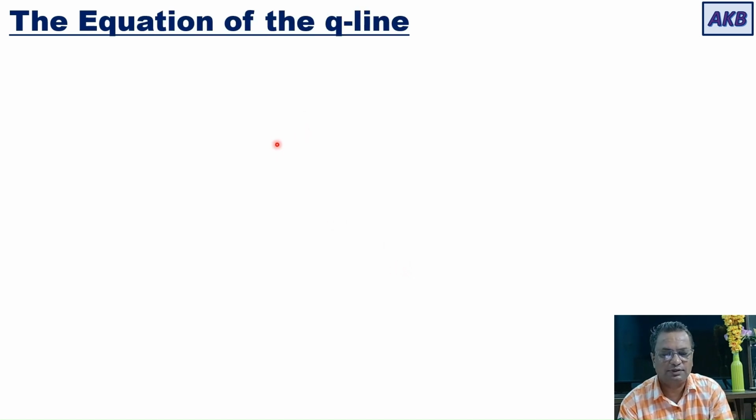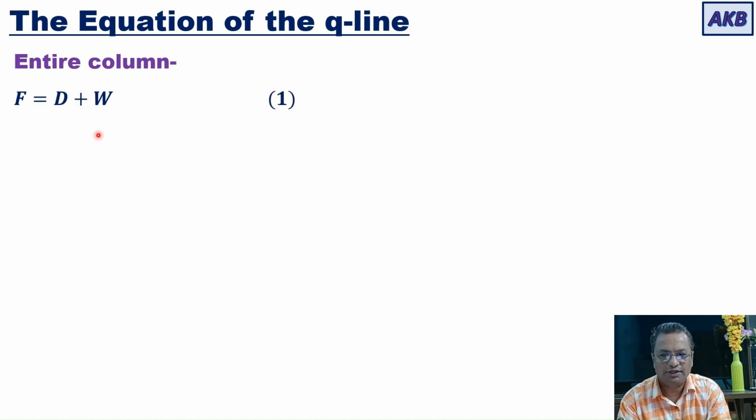Now, again, we will get the equation for the Q line. So for that, let us collect. We have now 6 equations. I will collect all those equations over here. So for the entire column, the total material balance is F is equal to D plus W. That was equation number 1. Then the material balance for component A, which is FXF is equal to DXD plus W into XW.